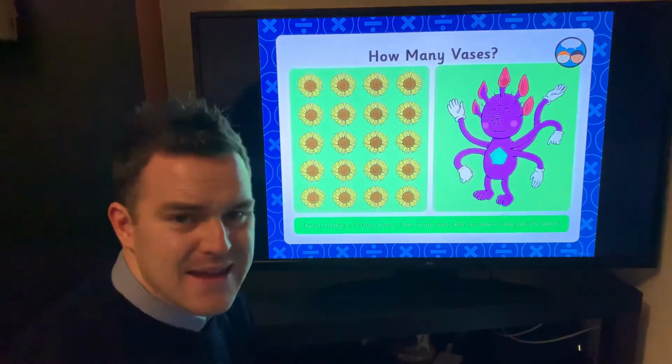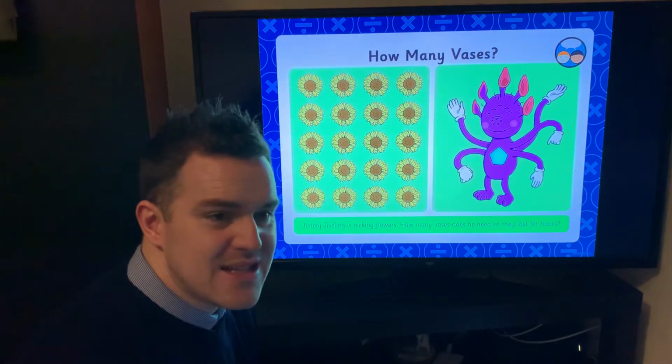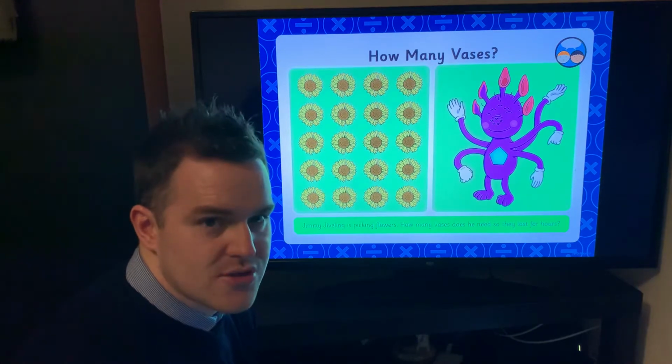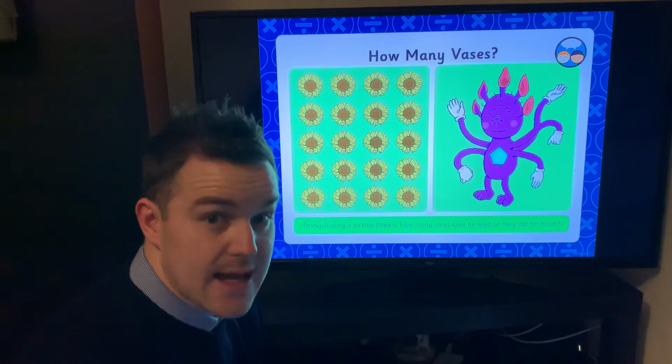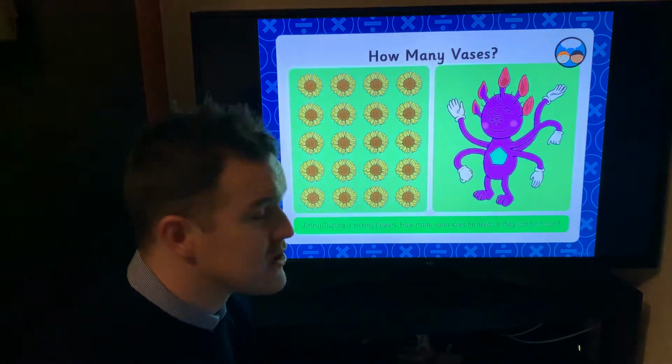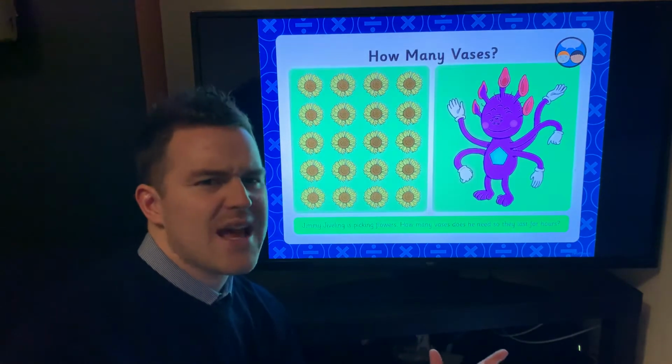Jimmy Jiveling is picking flowers. How many vases does he need for them to last for hours? So he needs somewhere to keep these flowers with some water in it, or else they're going to die. So let's look for patterns and see if we can see. Remember, he's a jiveling, so everything he does has to be in 5s.